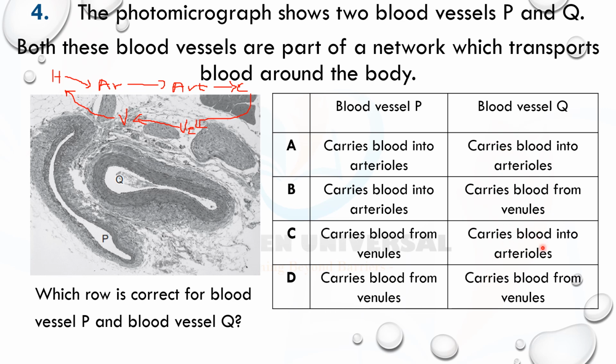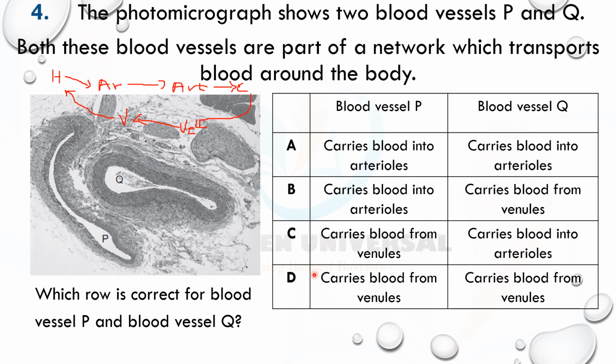Carries blood into arteriole. Remember that artery will carry blood into arteriole. Venule will carry blood into vein. Do you get it? Artery carries blood into arteriole. That is for Q. Veins receive blood from the venules, so veins carry blood from venules. Arteries carry blood into arterioles. So simply, that sounds perfect, guys.